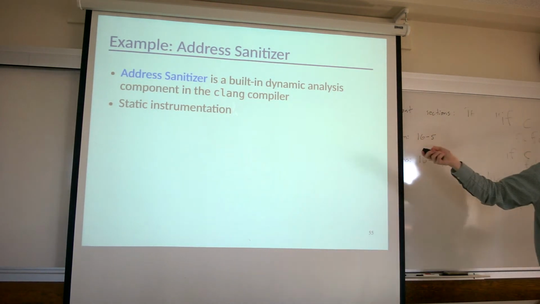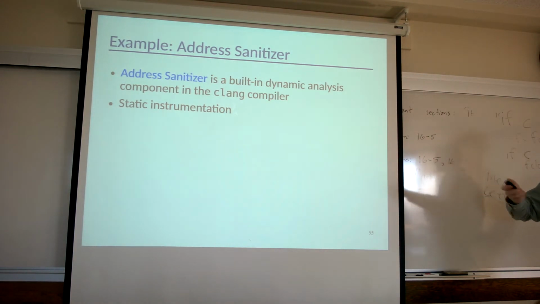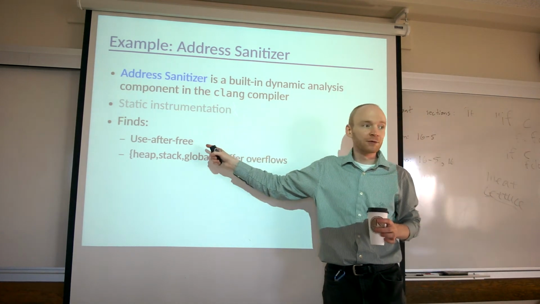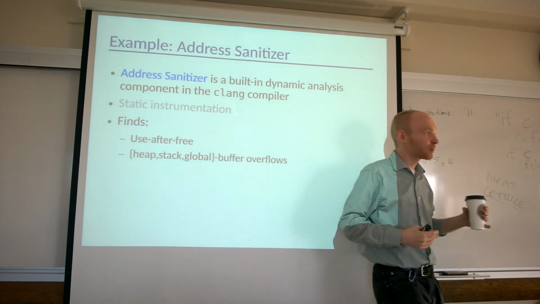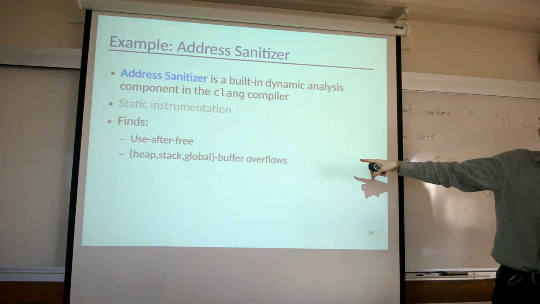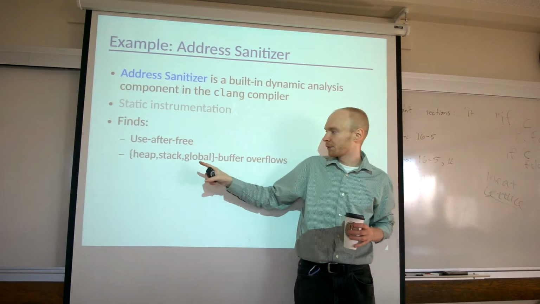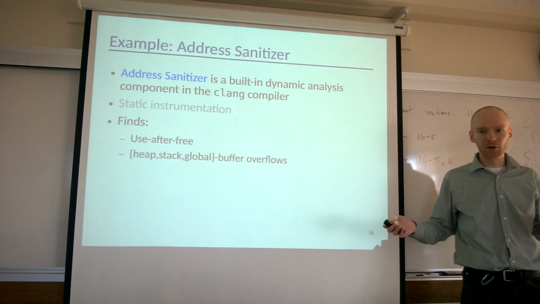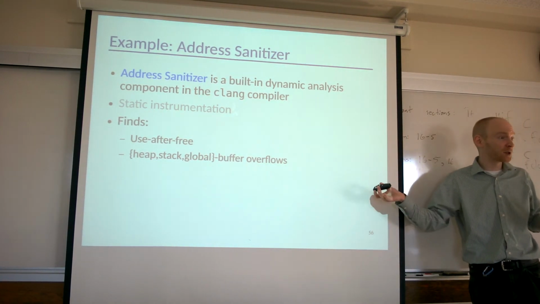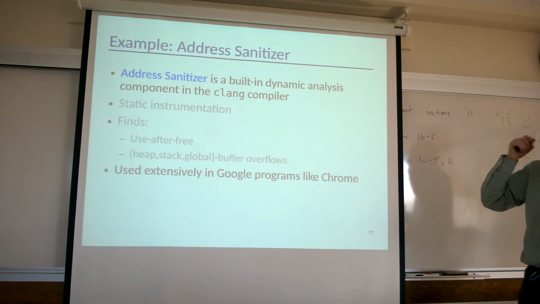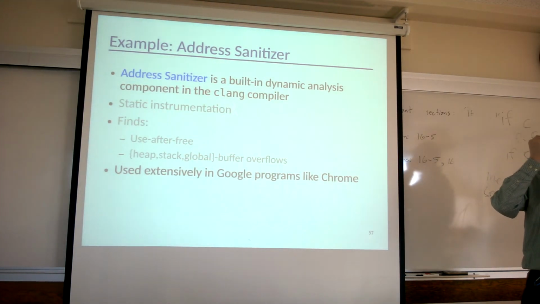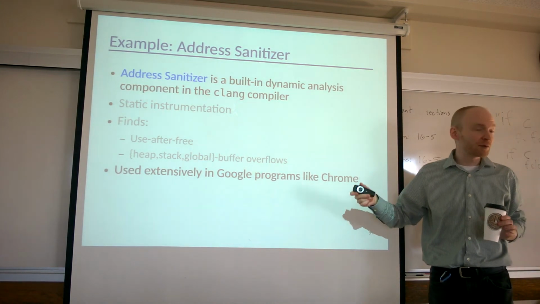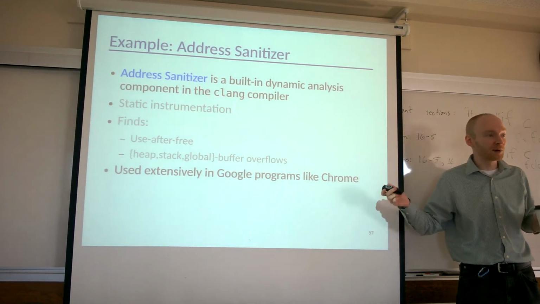It uses static instrumentation, so it instruments when you compile and generates a modified binary. And it will find use after free bugs, where you use some memory after it's been freed, and you can find buffer overflows for heap, stack, or global memory. And it'll automatically find them and report them for you. So that's rather nice. These are pathological bugs in general. And this is used extensively at Google. In fact, every release of Chrome is tested extensively with this enabled. Every release of most Google software now is tested with this enabled.